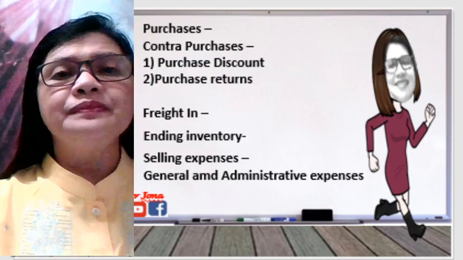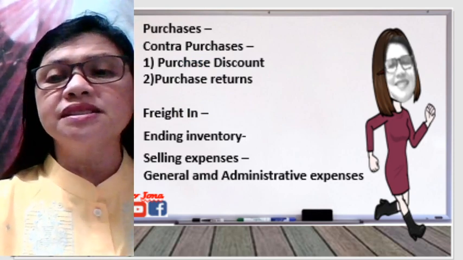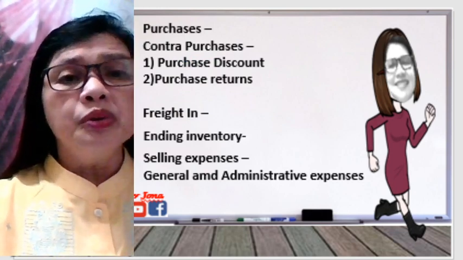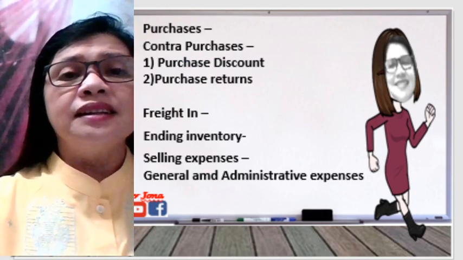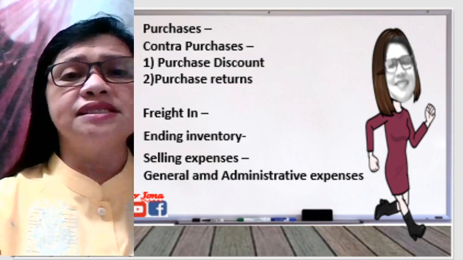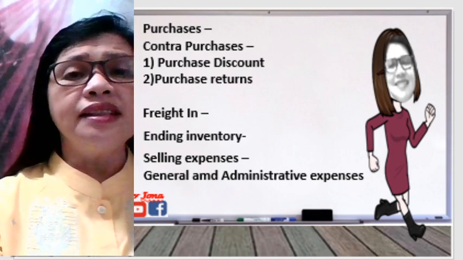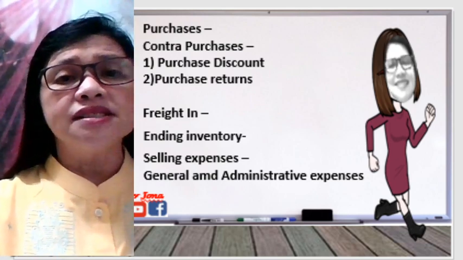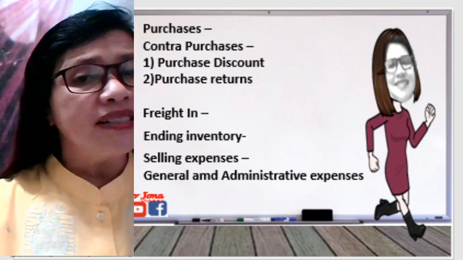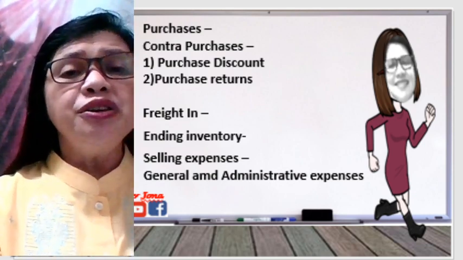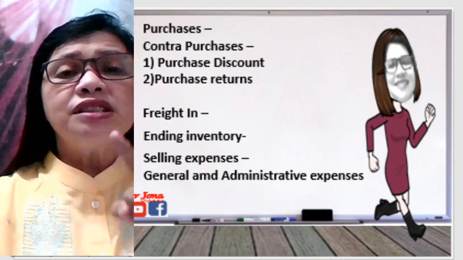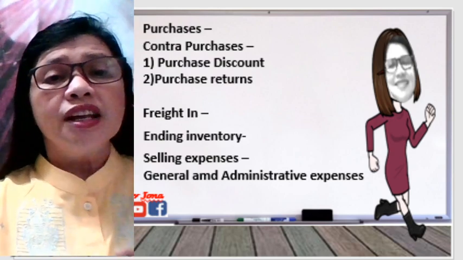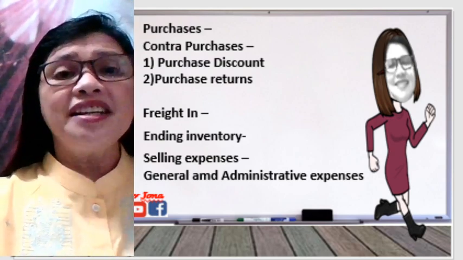Then we have the purchases. When we say purchases, it means the total amount of goods that you have bought. Then we have the contra purchases. When we say contra, again, it is the opposite. If the purchases has a debit balance, contra purchases will use the opposite of the debit balance. So purchase discount and purchase returns use the credit balance.